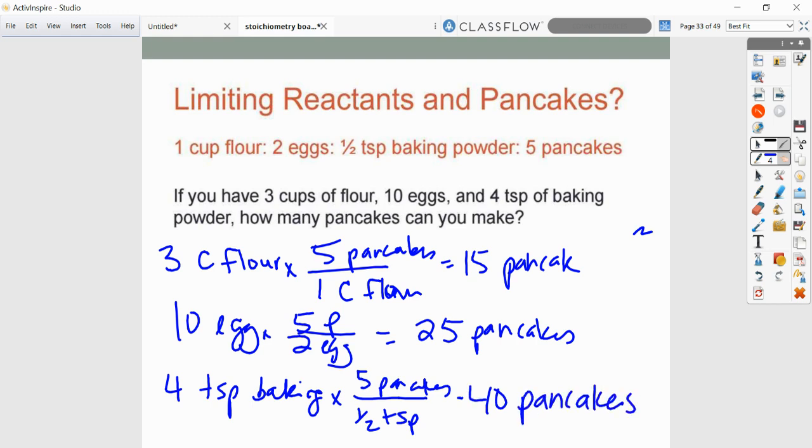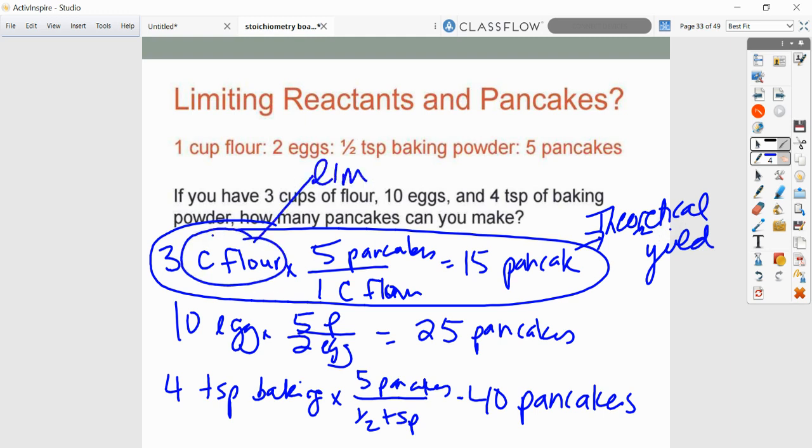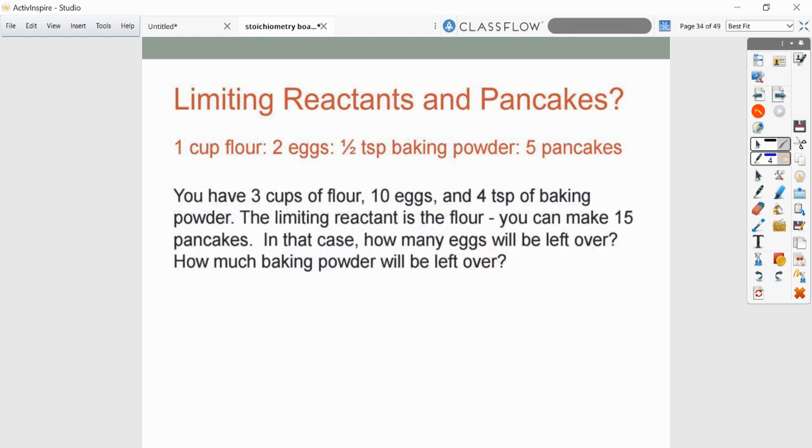So we would say, well, we're going to run out of flour first. So flour is the limiting reactant, and the pancake is our theoretical yield. So this is how much we theoretically could get. The flour is going to be the limiting factor in this scenario. So if we had all of this and we say, all right, so we can make 15 pancakes, if that's the case, how many eggs will we have left over? So if we're making 15 pancakes, how many of the eggs will actually be left over?